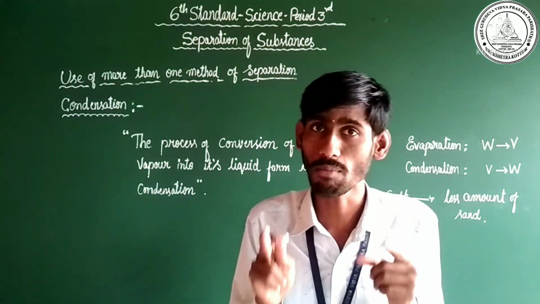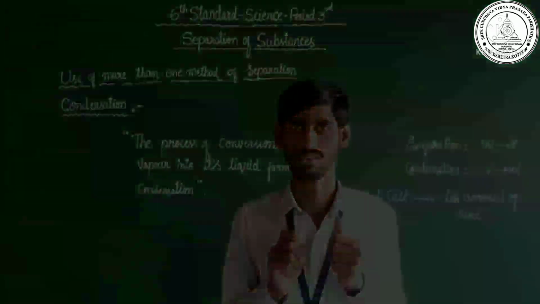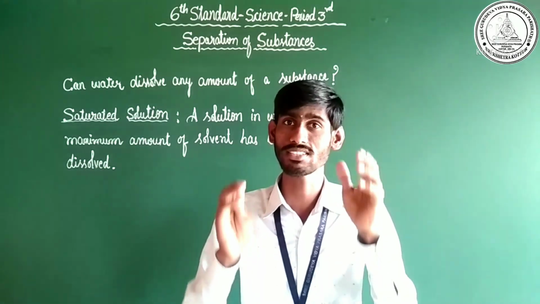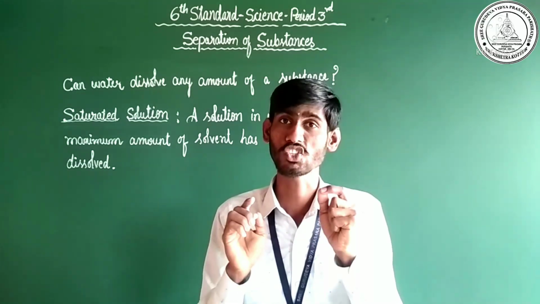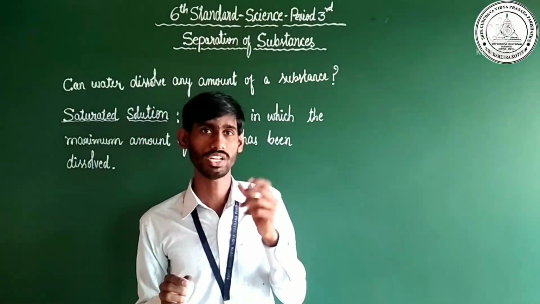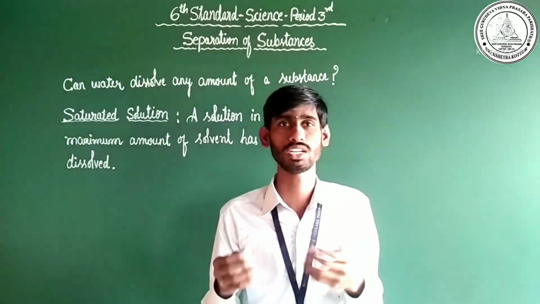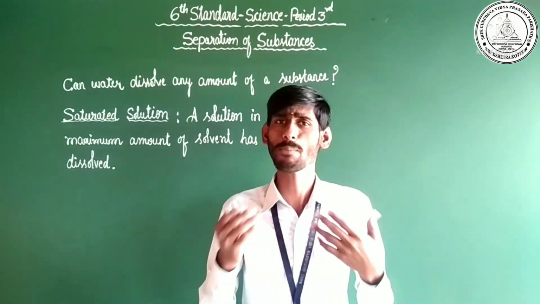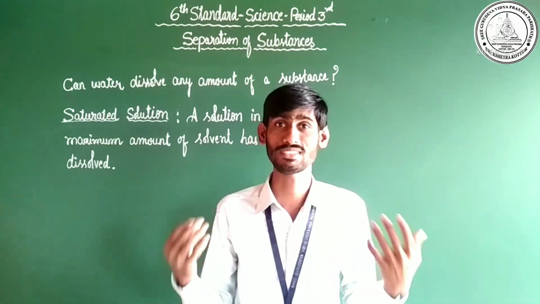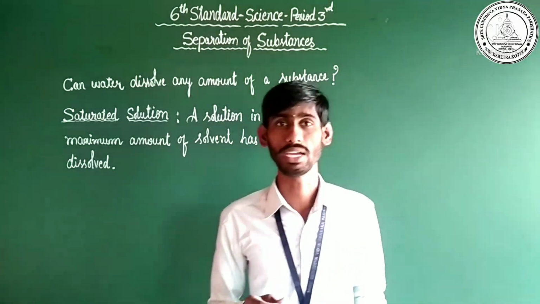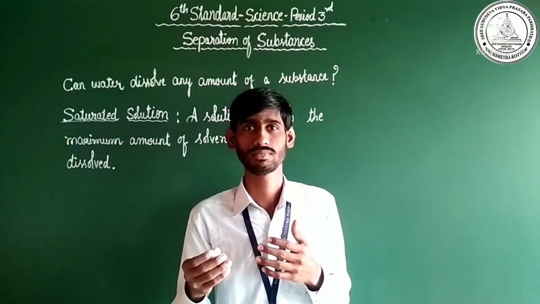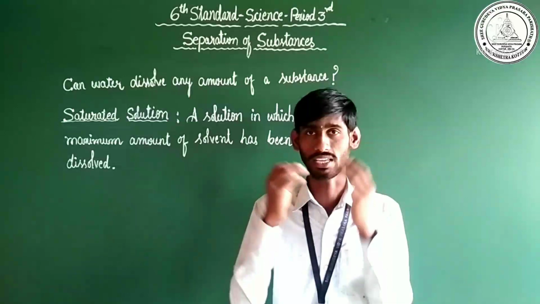Can water dissolve any amount of substances? Let us discuss now. We found that many substances dissolve in water and form a solution. Then we say those substances are soluble in water. For example, salt and sugar dissolve in water, so we say they are soluble in water. What happens if we add more substance to a fixed quantity of water? We will know by the activity.